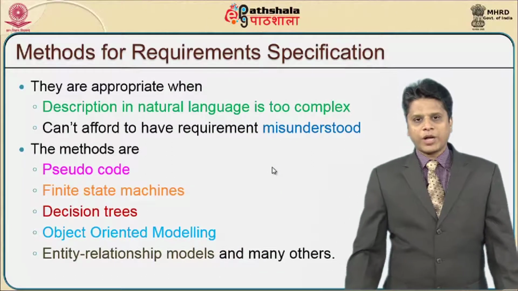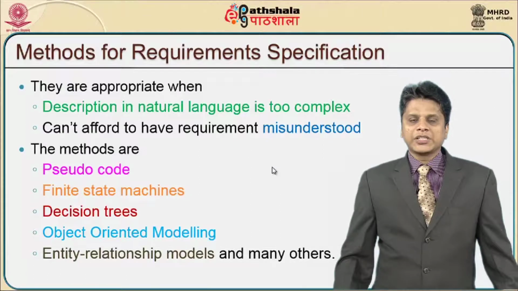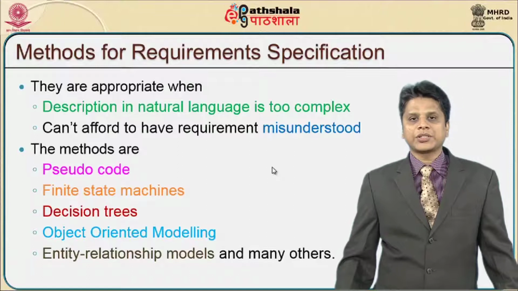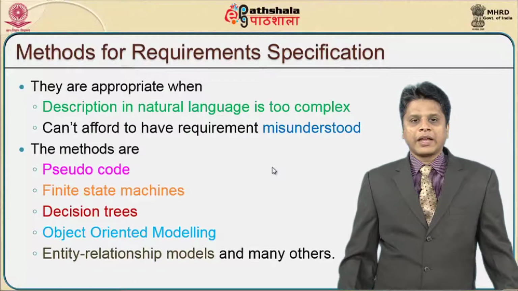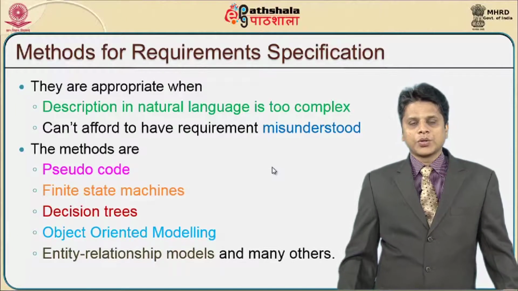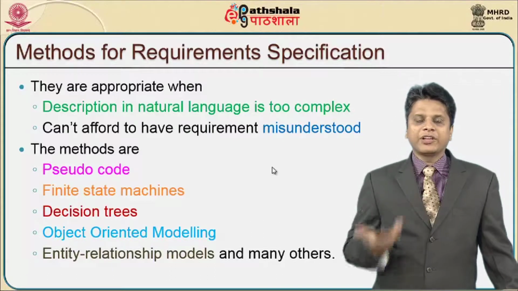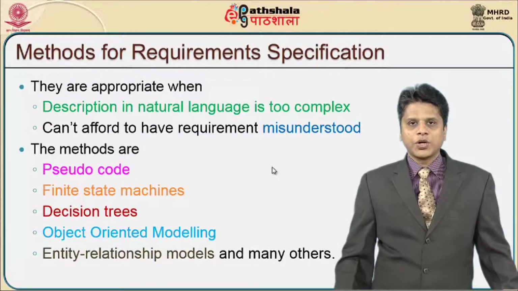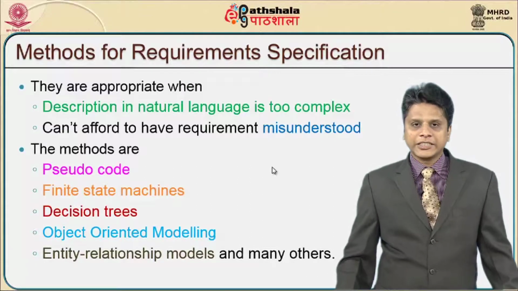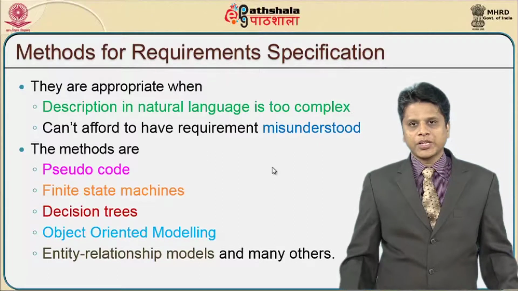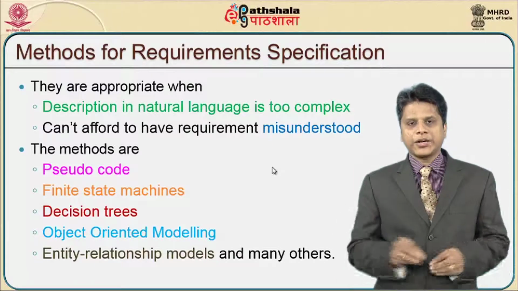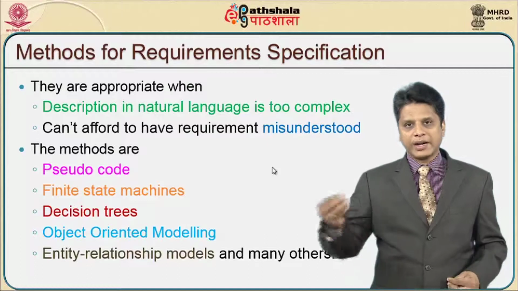Some of the methods for requirement specification include the following. This requirement specification will be appropriate when the description is in natural language and it is not too complex, and it cannot afford to have requirements that are misunderstood. So methods like pseudocode, finite state machines, decision trees, object-oriented modeling, entity relationship models, and many other methodologies would give a clear understanding to the stakeholders on what is to be developed. So we can just sketch a diagram, making ourselves very comfortable in understanding those requirements.